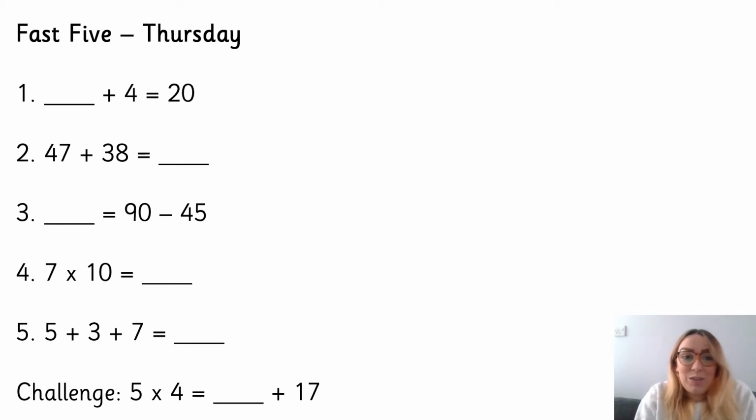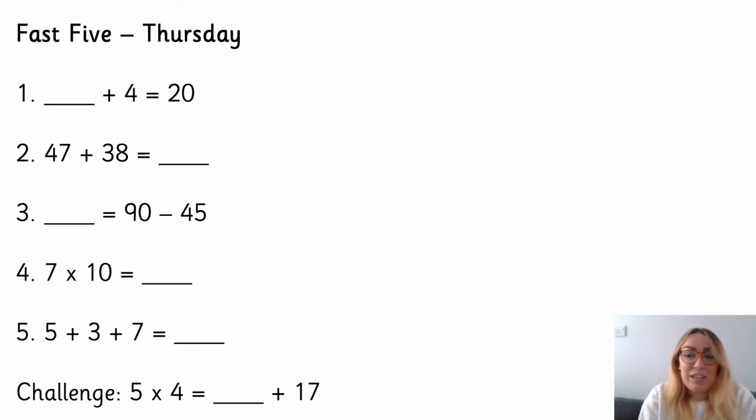So let's go through the questions. Number 1, something add 14 equals 20. Number 2, 47 add 38 equals something. Number 3, 90 subtract 45. Number 4, 7 times 10. Number 5, 5 add 3 add 7. And the challenge, 5 times 4 is the same as what adds 17? So if you pause me now.